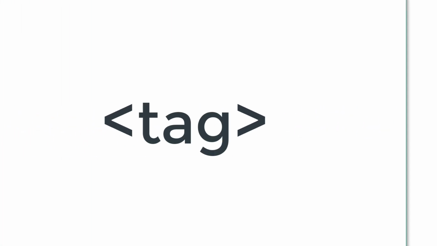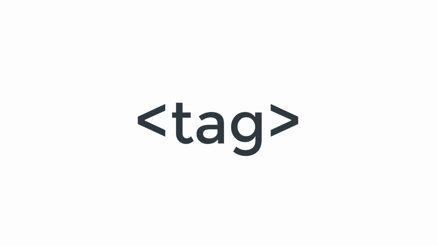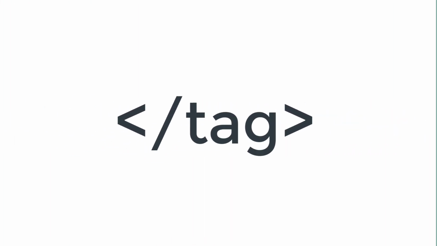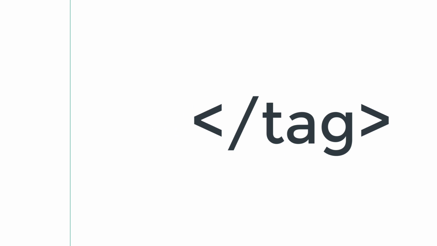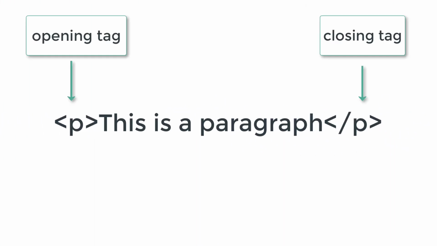An opening tag is used to define the start of an element, while the closing tag defines the end of an element. For example, the opening tag for a paragraph element is <p>, and the closing tag is </p>. Anything between the opening and closing tags is considered to be part of the element. So, a basic paragraph element looks like this.